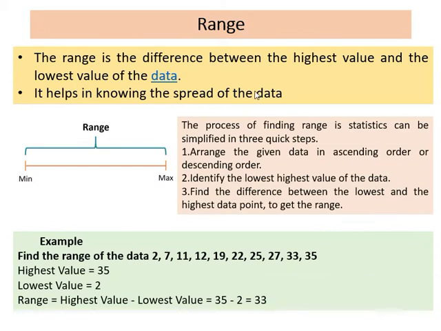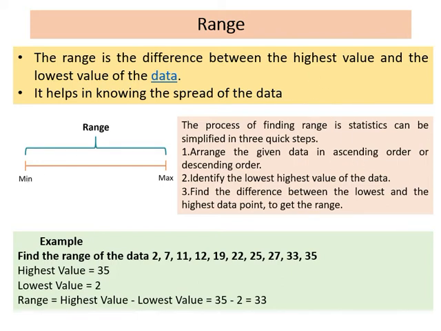Range is the difference between the highest value and the lowest value of the data. So what is it used for? More than using it as a measure of dispersion, we are using it to know the spread of the data. So here you can see this is the maximum value and this is the minimum value. The difference between these two is the range.